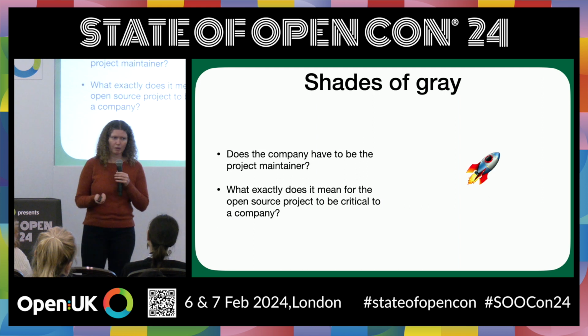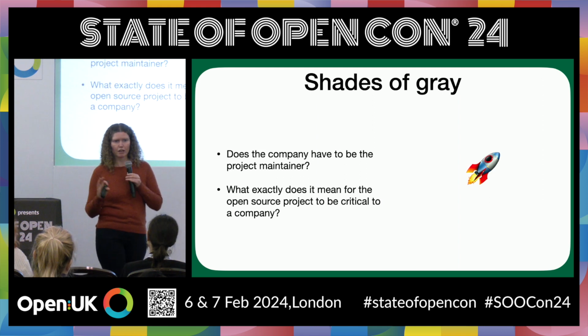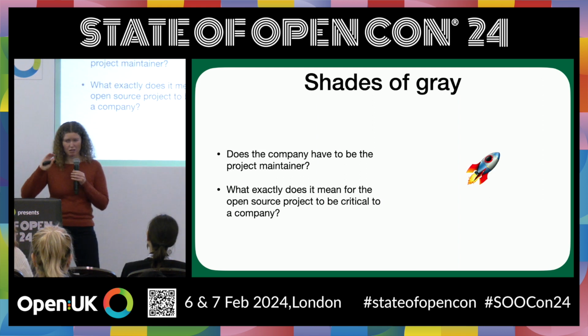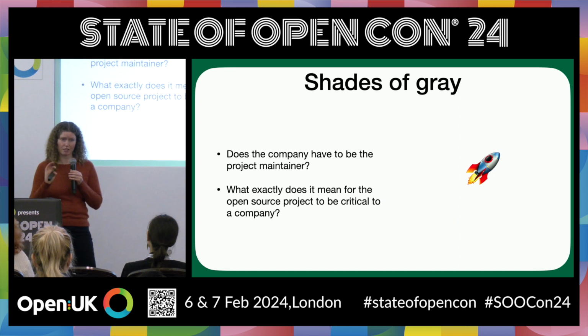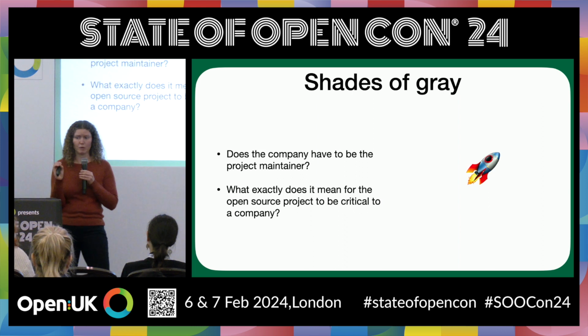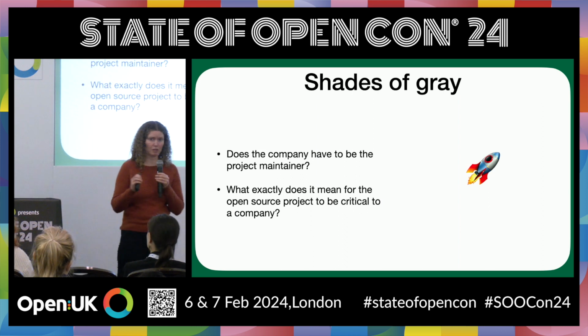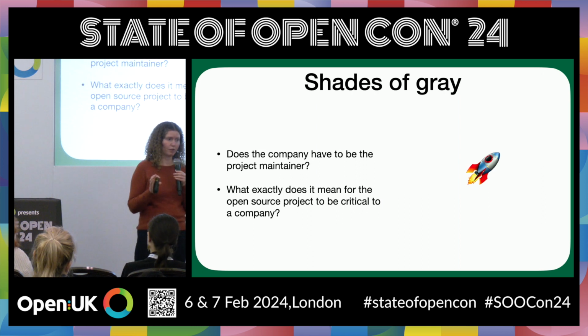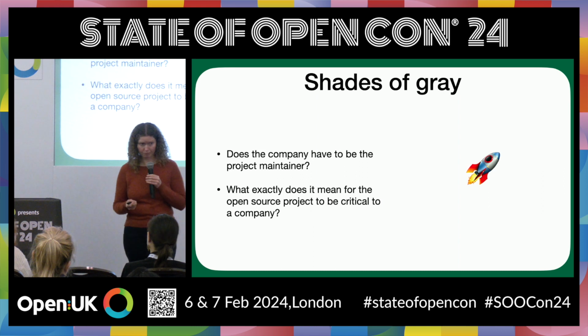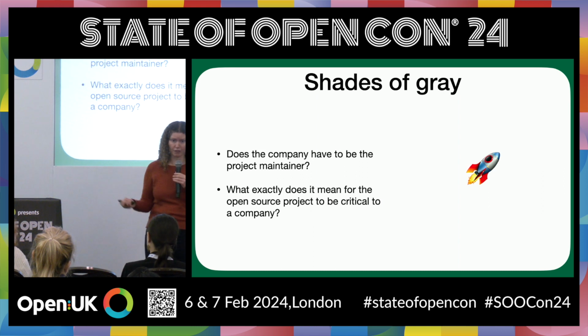So let's talk a little bit about some of the shades of gray here. I think, as I mentioned, there's a lot of subjectivity in some of the definitions. One thing that comes up is, does the company have to be the project maintainer, or does the company have to be led by the core maintainers of the project? I tend to think no. And there are definitely some companies out there that I think meet the criteria for an open source company who are not project maintainers.